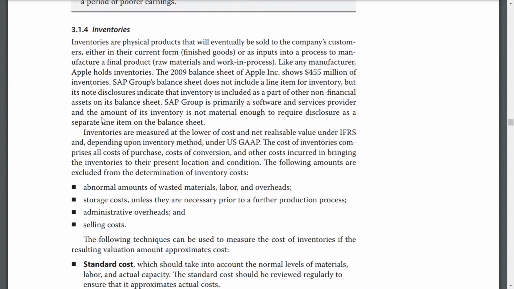Inventories are the physical product that will eventually be sold to the company's customers, either in its current form, which is a finished good, or as an input into the process of manufacturing a final product. Like any manufacturer, Apple holds inventories. The 2009 balance sheet of Apple Incorporated shows $455 million of inventories. SAP Group's balance sheet does not include a line for inventory, but its notes disclosures indicate that the inventory is included as a part of the non-financial assets in its balance sheet.